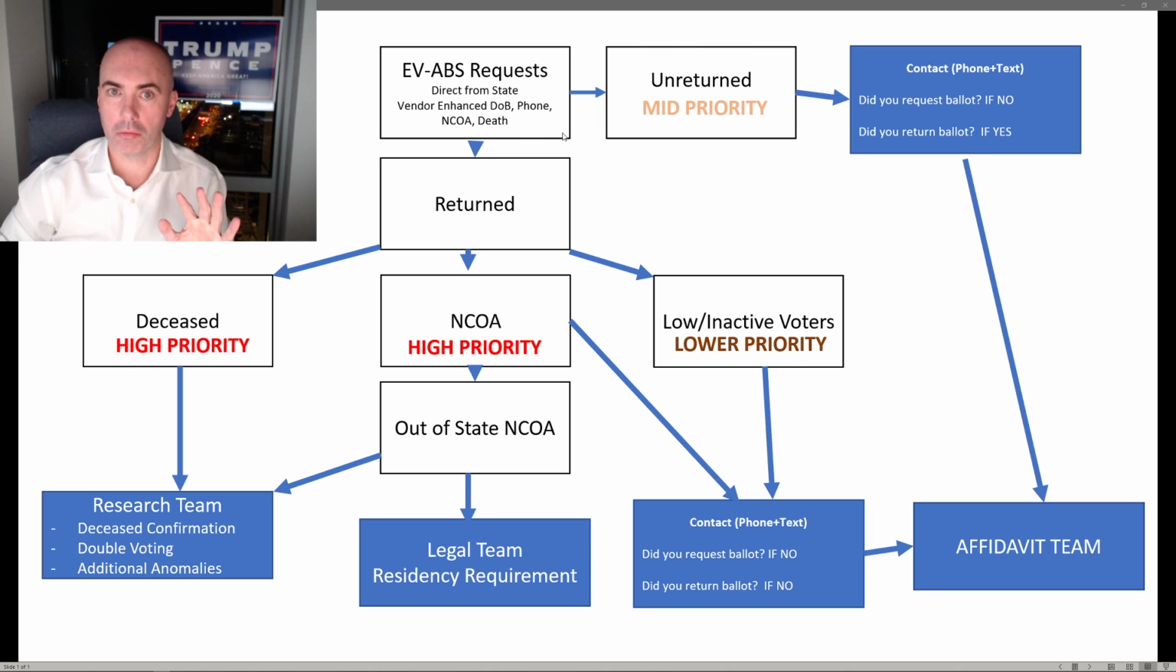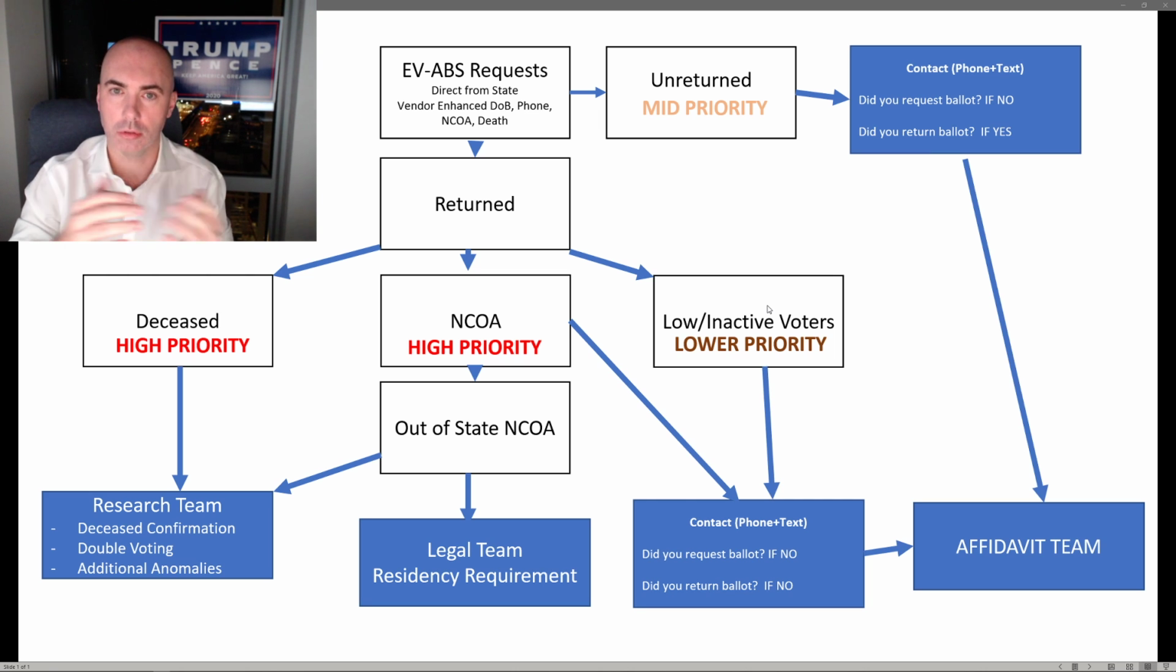Okay, so let's go to the other branch. Those who returned their absentee ballots or who did in fact vote early in person. We're going to put these into 3 different categories: those who are matched to our deceased list, those who were matched to the National Change of Address list, and those that were otherwise lower in active voters.